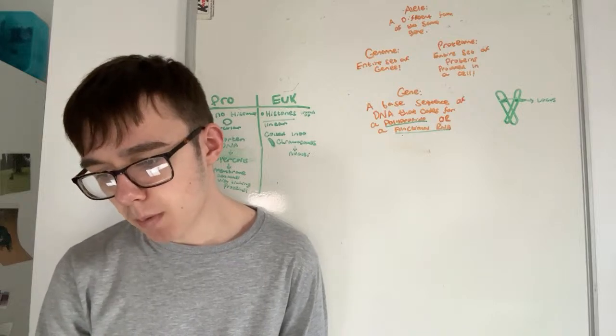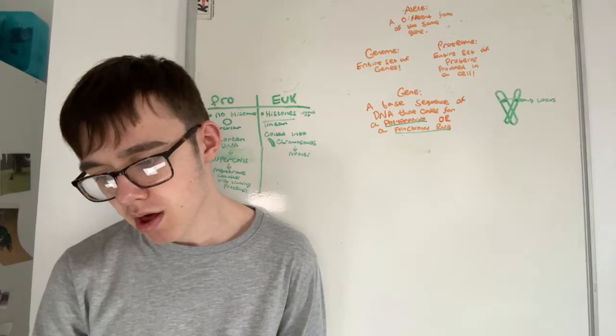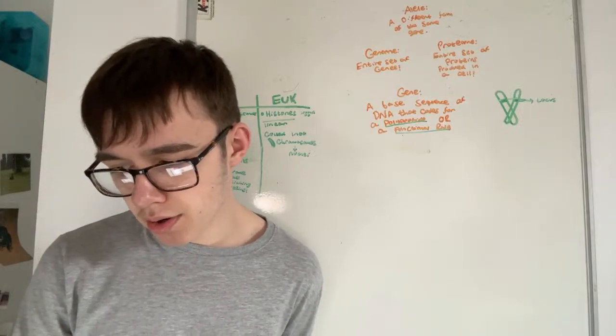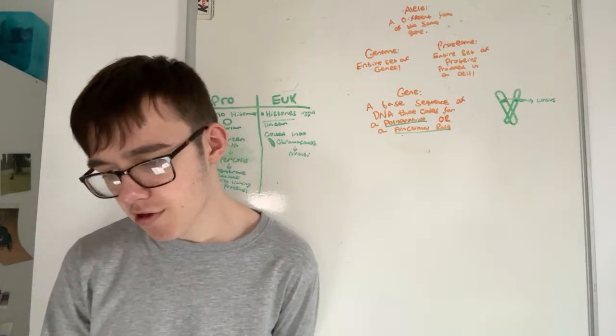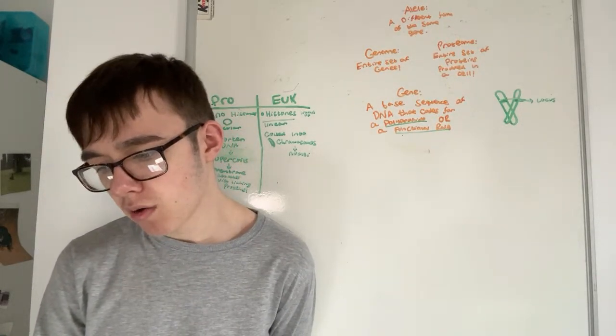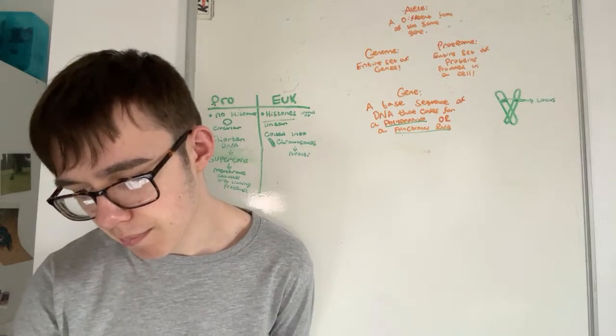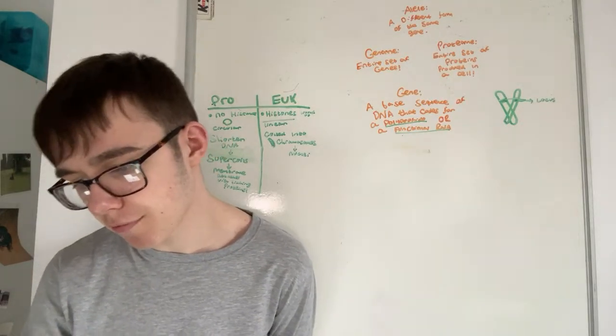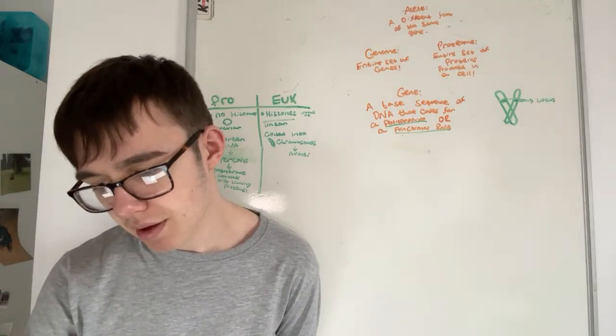Next, the homologous chromosomes. Homologous chromosomes is where one chromosome is inherited from the male, one inherited from the female. That makes sense.